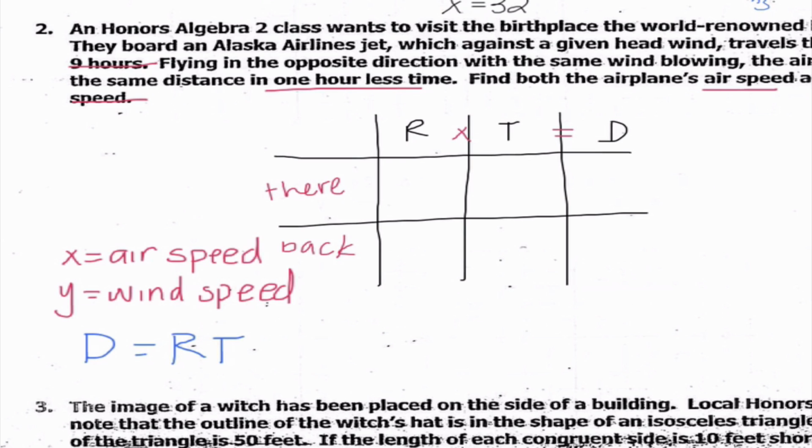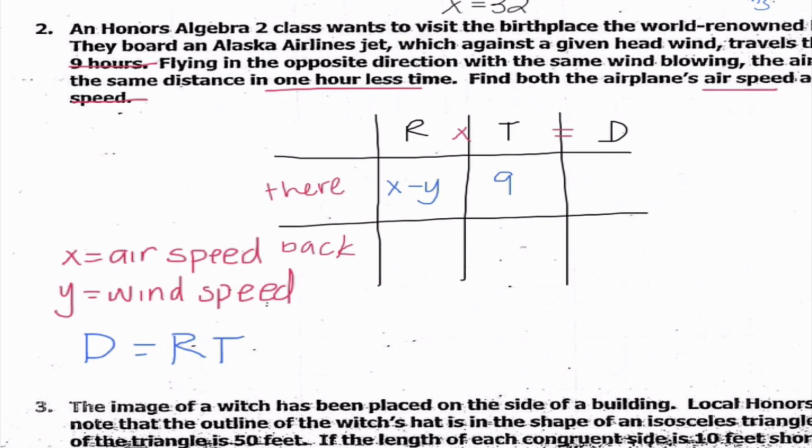Okay, so the rate there, on the way, it says we're going against a given headwind. So I just want us to think for a second. If you are out on the field running against the wind, is that going to make you faster or make you slower? And obviously it is going to make us slower. It's going to make our rate smaller. So it's going to be the airspeed minus the wind speed.